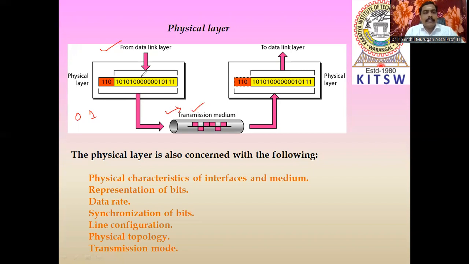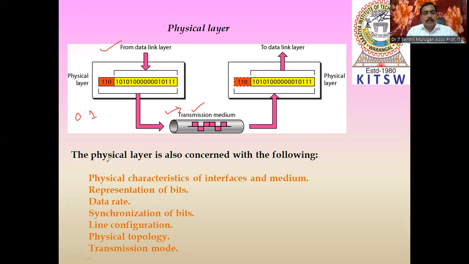It gets the information from the data link layer as frames and converts it into bits. The bits are converted into signals, which may be electromagnetic signals, electrical or magnetic signals. That signal is transmitted through the medium to reach the destination. After that, the signal is converted back into binary values, like bits. Then the bits are sent to the data link layer.